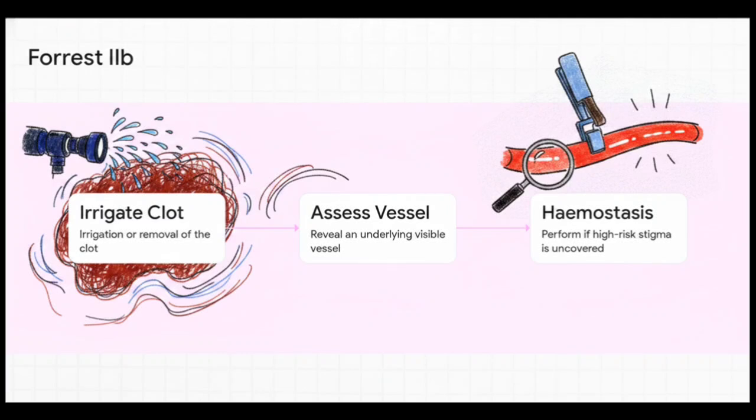Now, here's a crucial insider tip for handling Forrest 2B, the adherent clot. This one is super tricky. You can't just assume what's underneath it. You've got to actively step through the process of irrigating or trying to remove that clot. Why? Because you really need to reveal if a high-risk vessel is hiding right underneath. If you wash away that clot and uncover a high-risk stigma, you immediately pivot to performing endoscopic hemostasis.